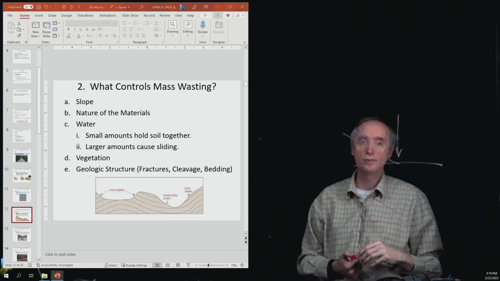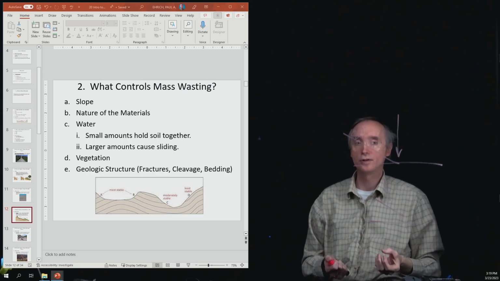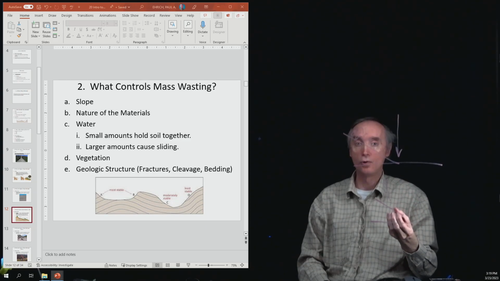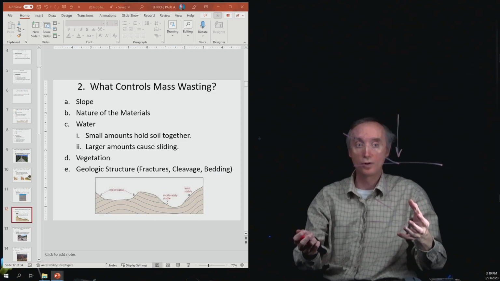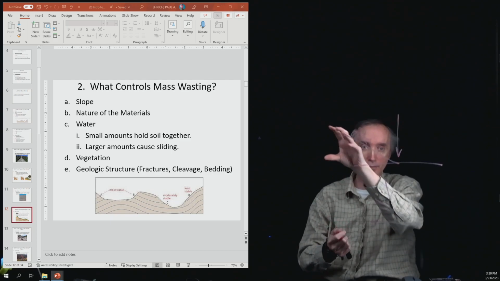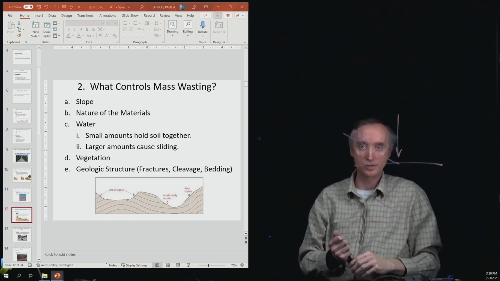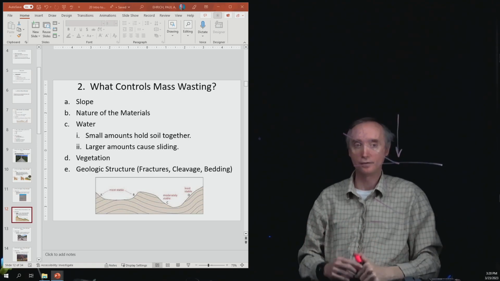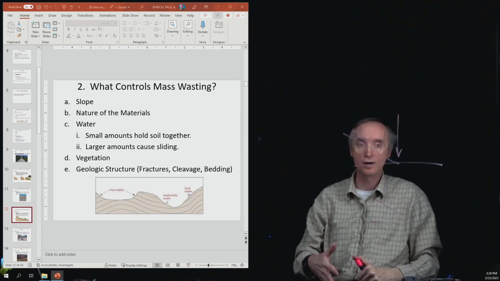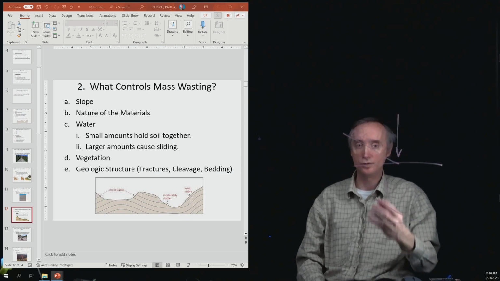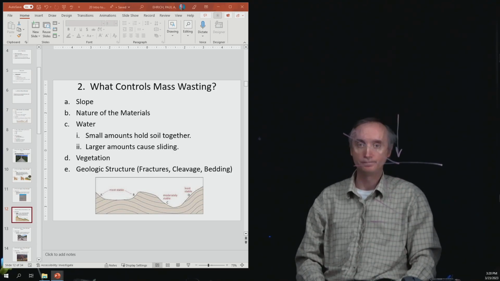So is it going to be soil? Is it going to be small pebbles and rocks? Or is it going to be big boulders? Or is it going to be entire chunks of rock, entire beds of rock that are going to be slipping? It also depends on, if it's rock, what kind of rock is it? So is it limestone rock? Is it going to be granite rock? So depending on the type of the materials, it's going to behave differently when you subject it to gravity.